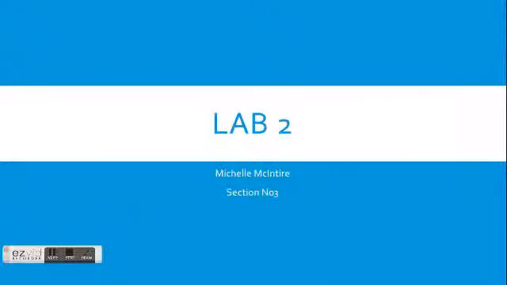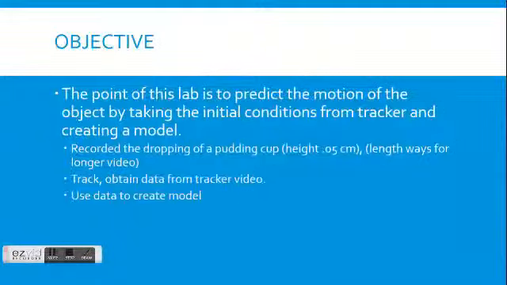This is Lab 2 by Michelle McIntyre, section N03. The objective was to predict the motion of an object by taking the initial conditions from Tracker and creating a model. In this one, I dropped a pudding cup and observed its motion during free fall.